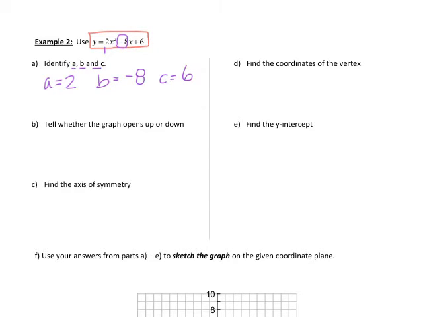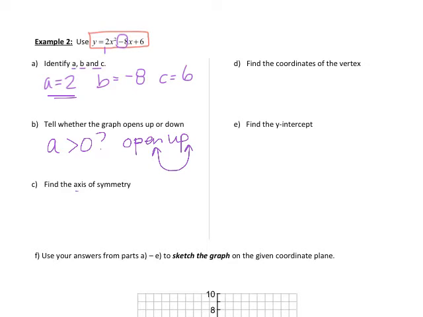Part B in this example tells us to tell whether the graph opens up or down, and that's just a simple fact of, is a greater than 0? If a is greater than 0, which we see that it is, then this means that it opens up. It's going to be a positive graph. It's going to open upward.